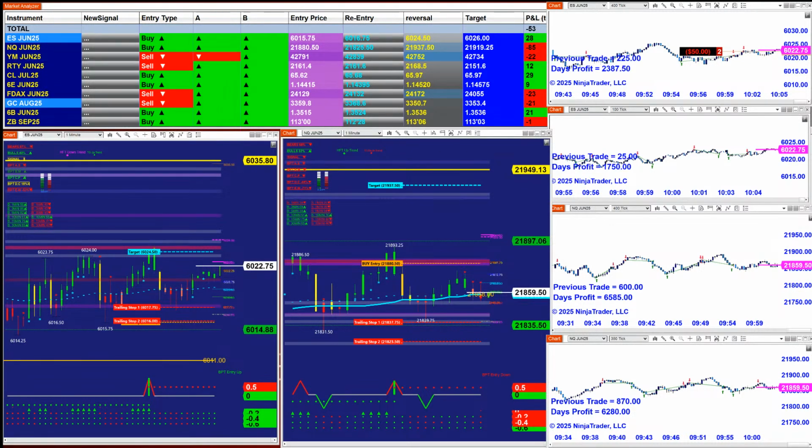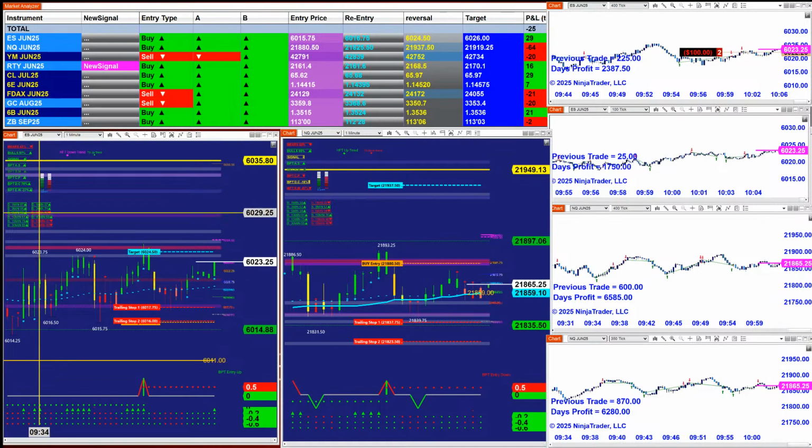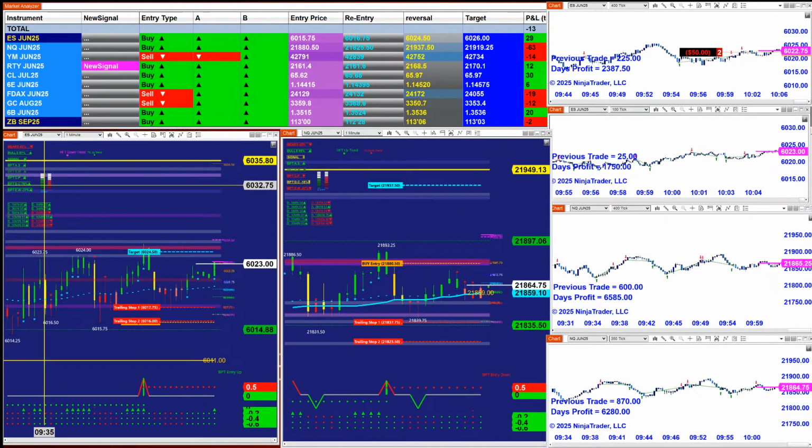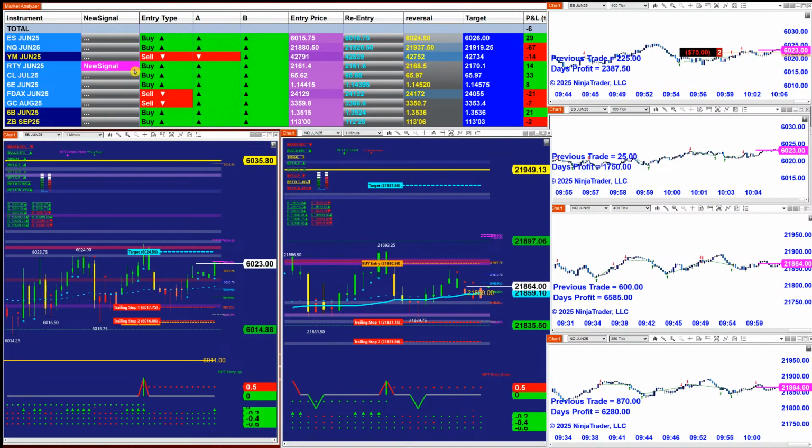So at this moment, there is no movement. We are going back and forth on the ES, and now if you notice, it is in red and almost equal to the Russell. We have a buy signal. I don't have the Russell activated, but we have a buy signal on the Russell.